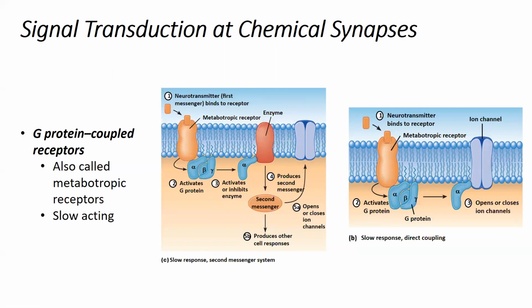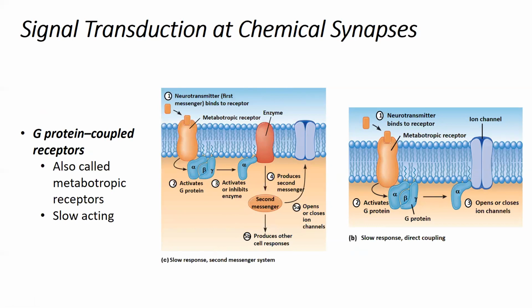We'll talk about that later on, but basically second messengers are other molecules that are released by turning this enzyme on, and they can go into the cell and bring about a bunch of different responses. So in a way, the second messenger system, the G protein coupled receptor, is a mechanism to really amplify the response of one neurotransmitter binding to one receptor.